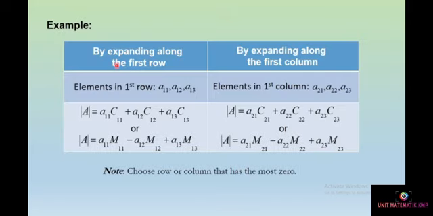Look at the example to find determinant A by expanding along the first row. The elements in the first row are the element in row 1 column 1, row 1 column 2, and row 1 column 3. Then determinant A is equal to all elements in row 1 multiplied by their cofactors. The same thing applies when expanding along the first column. So you can choose any row or column in order to find the determinant of a 3 by 3 matrix. Choose the row or column that has the most zeros.